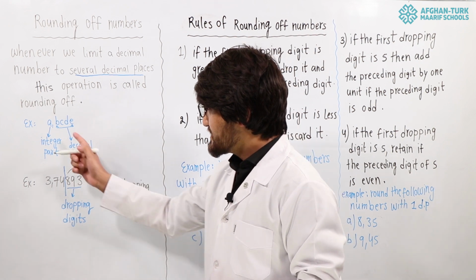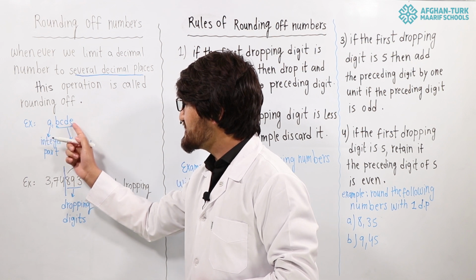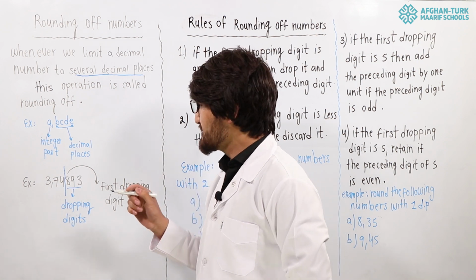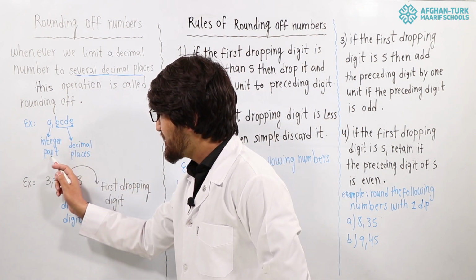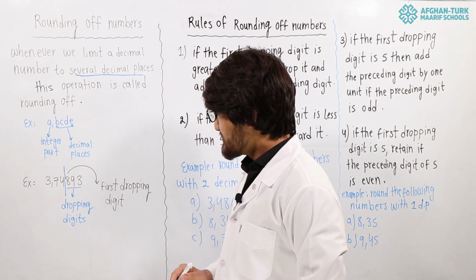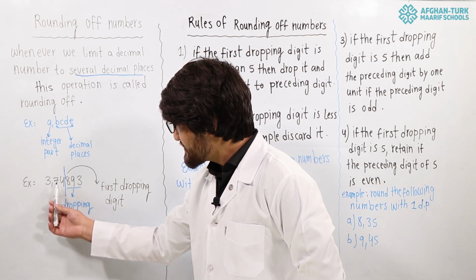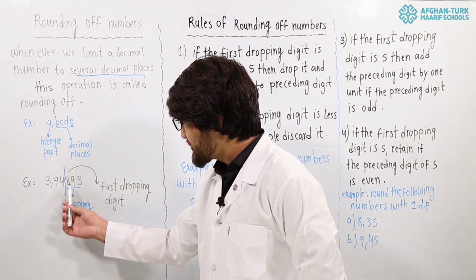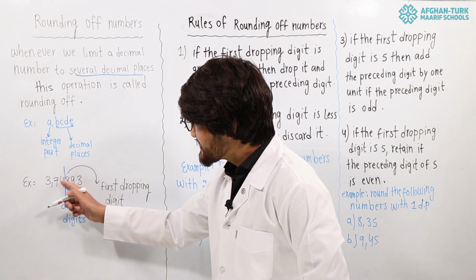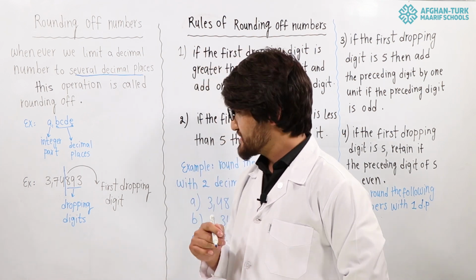Okay, you know that this is a decimal number, A.BCDE. A decimal number has two main parts. A is called the integer part, and BCDE is called the decimal places. Suppose, for example, 3.74893. You know 3 is the integer part and 74893 is called the decimal places.